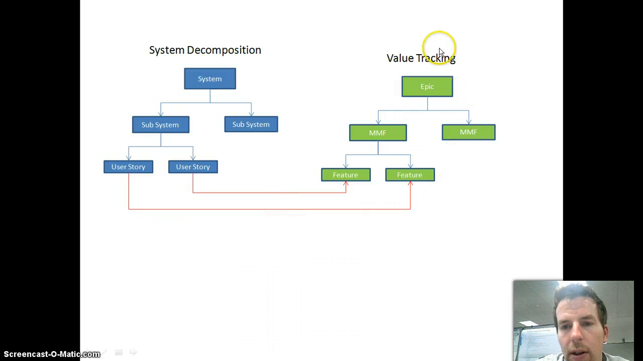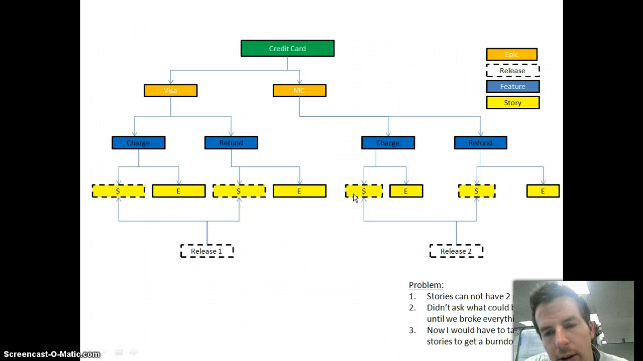And on the other side, we would then want to track our value, and we would have an epic, a minimal marketable feature, and then features. And what we would try to do then is to create a link between the user story and the feature and be able to track it this way and be able to maintain our system decomposition. And whenever we try to link two stories together in our system, that's where we have some issues because we can't simply do that. So here's an example that I usually show to the team.